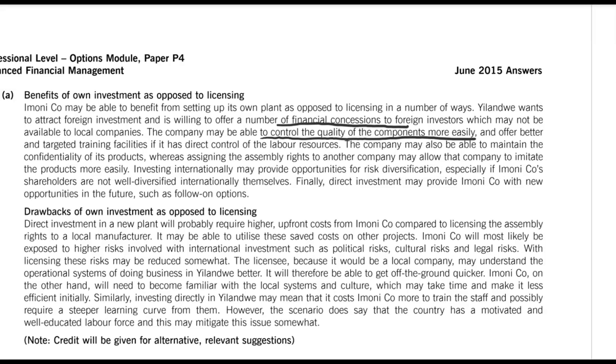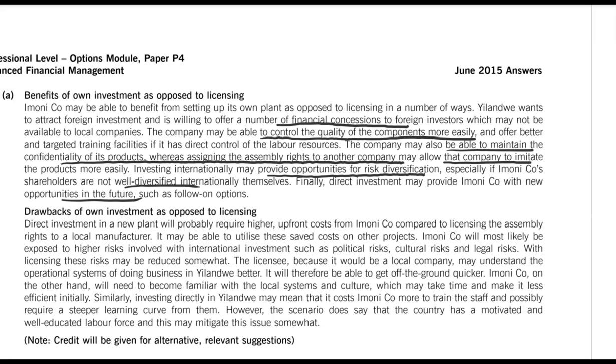And next one is company may also be able to maintain the confidentiality of its product, whereas assigning the assembly rights to another company may allow the company to imitate, to copy it more easily. Investing internationally may provide opportunities for risk diversification, especially if a mining company's shareholders are not well diversified. Finally, direct investment may provide the company with new opportunities in the future, such as follow-on options, like you have the option to diversify into other activities in future. You have the option to invest in other projects which may be available if you are present there.